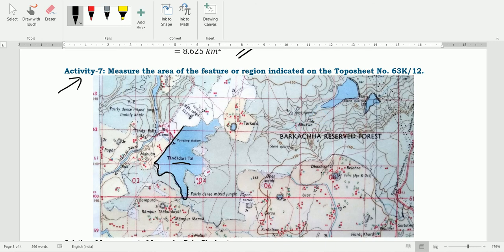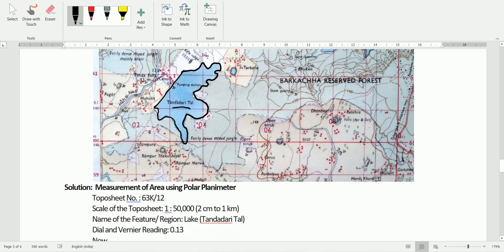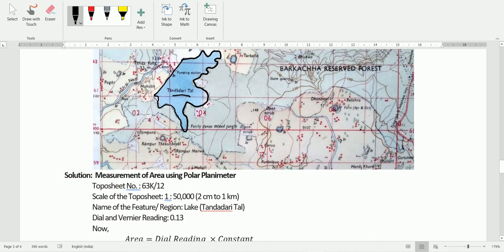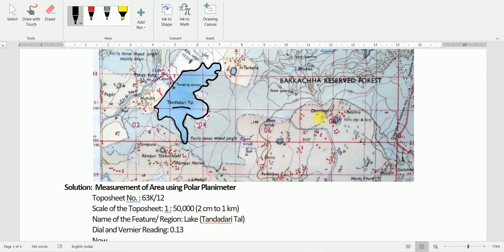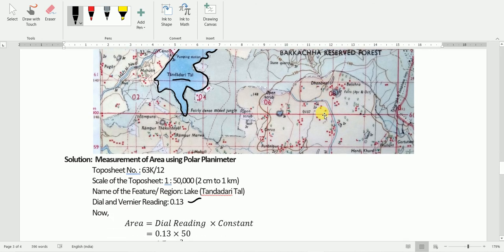See here, this is to be traced using a polar planimeter. This time we are going to use the polar planimeter. Last time we discussed how to use a polar planimeter. So using the polar planimeter, we have to trace along this boundary, and we have got that the dial and the vernier reading is decimal 13. So after tracing using a polar planimeter, the dial and the vernier reading is decimal 13.